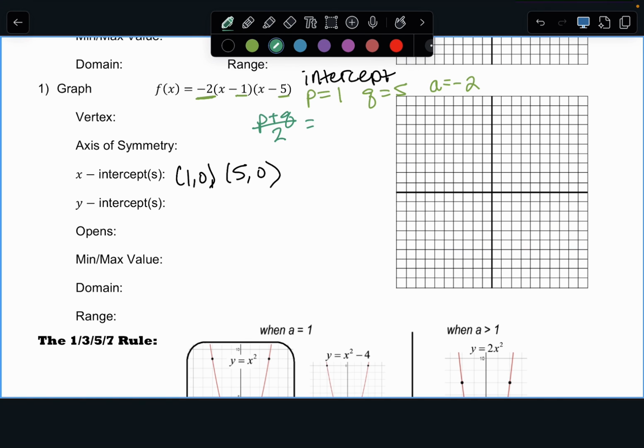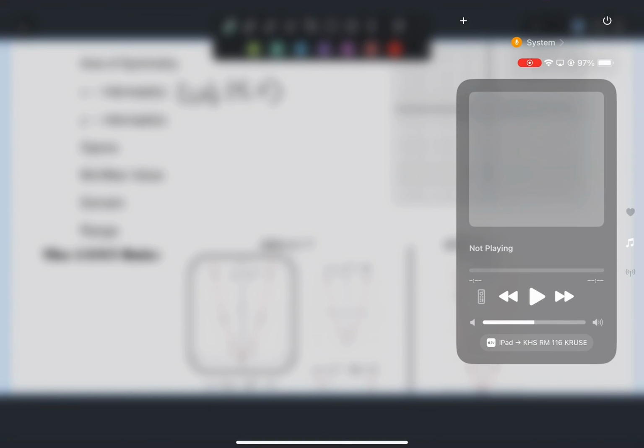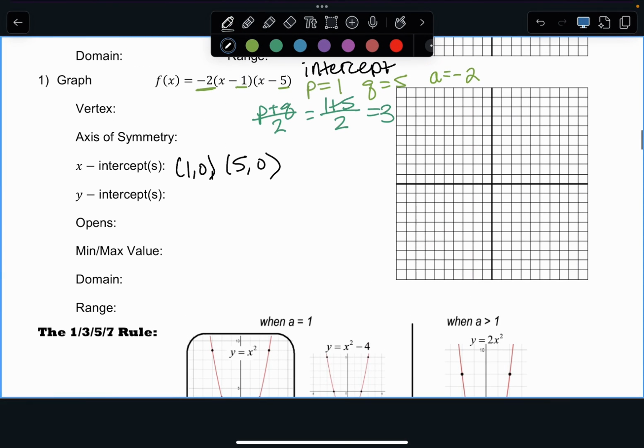Okay. P plus Q, 1 plus 5 over 2. 6 over 2. 3. Okay. I have the x-coordinate of my vertex. It is 3.